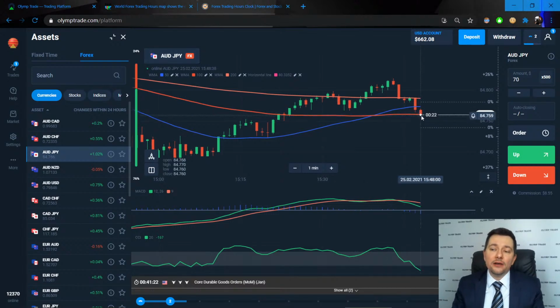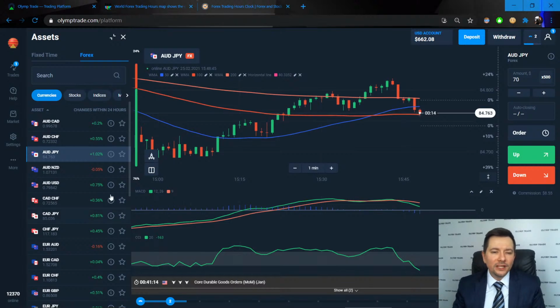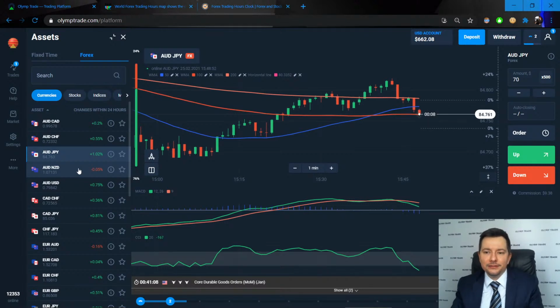So I'm looking right now for price action to give me a buy signal. But right now what we have in the short term is a sell signal. So a little bit of a difficult juggling that the graph is doing for us.